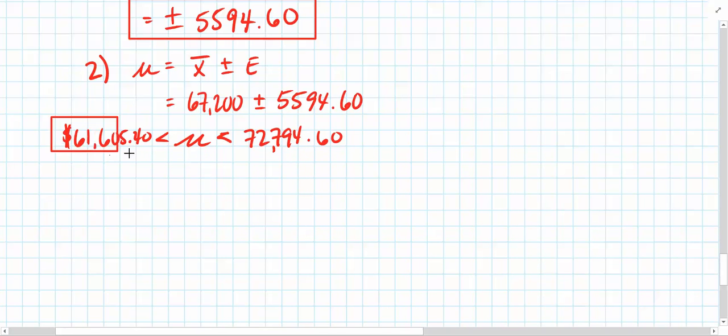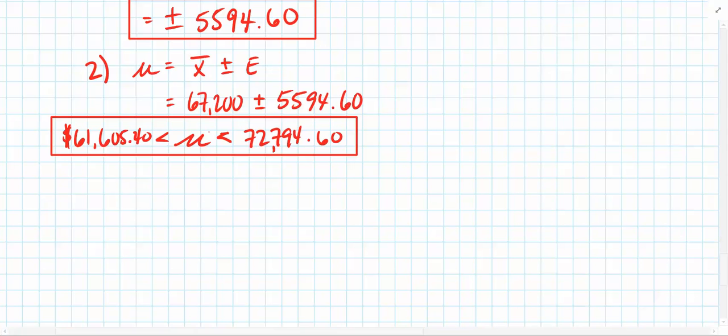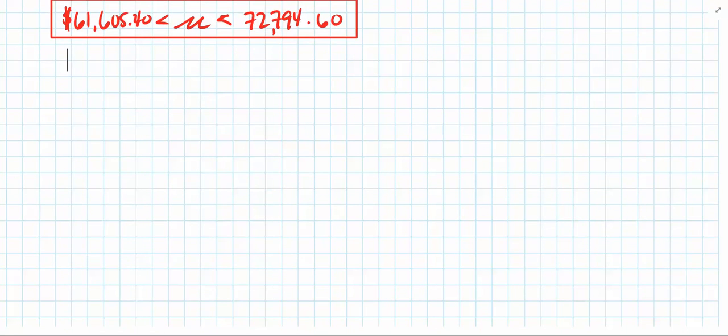So what this means is that with 95% confidence, we think that the average salary for the entire population of students that took statistics in college will fall between $61,605 and $72,794.